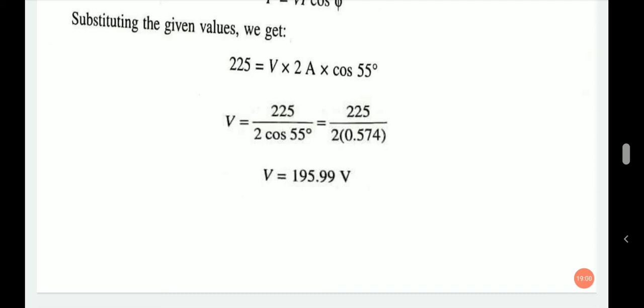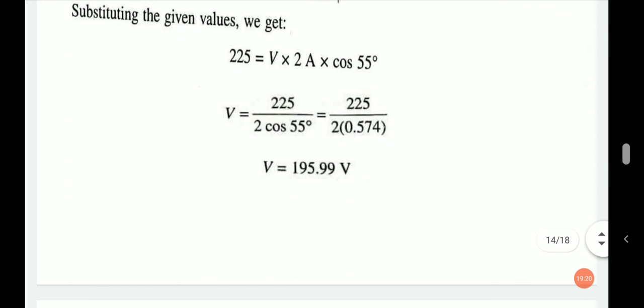In the next video we will see some errors, because practically some errors always exist in the instruments. These errors may be due to various factors. So the factors causing the errors in the electrodynamometer wattmeter we will discuss in the next video.